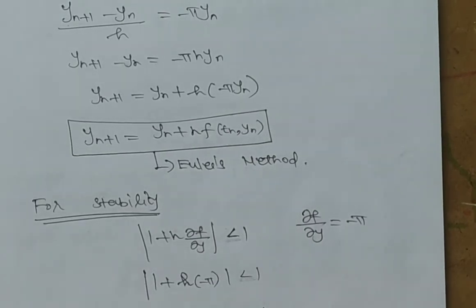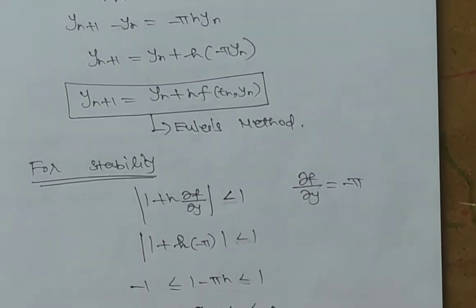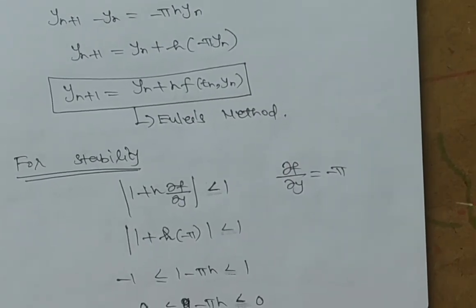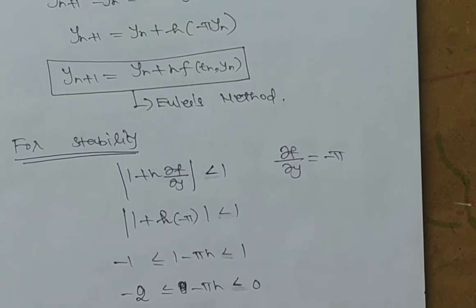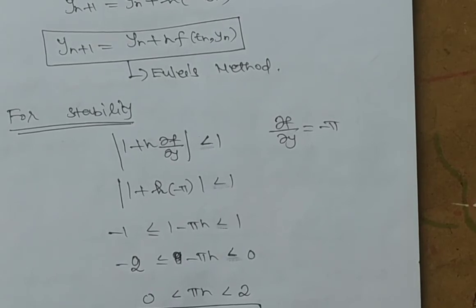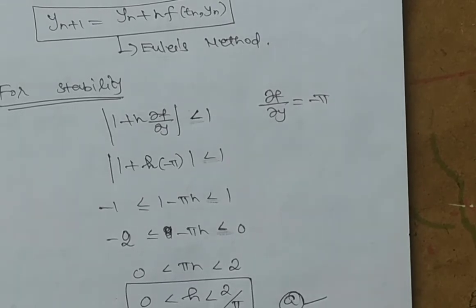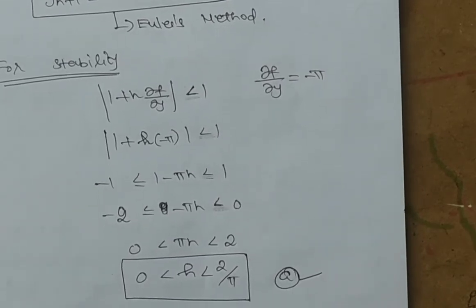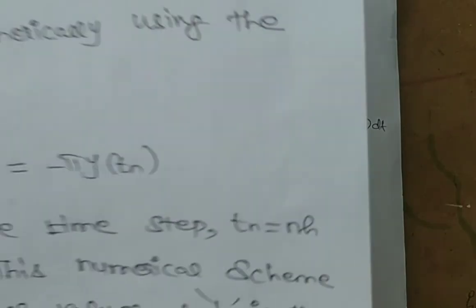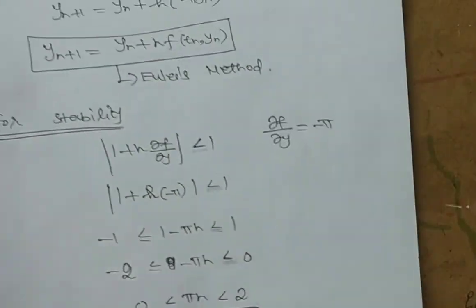But for stability in the Euler method, the modulus of 1 plus h into dou f by dou y should be less than 1. Here f of t comma y is minus pi y, so dou f by dou y equal to minus pi. So modulus of 1 plus h into minus pi is less than 1. This modulus can be written as minus 1 less than 1 minus pi h less than 1. This can be written as minus 2 less than minus pi h less than 0. Again, one more time, 0 less than h less than 2 by pi, which is option A, the correct one.